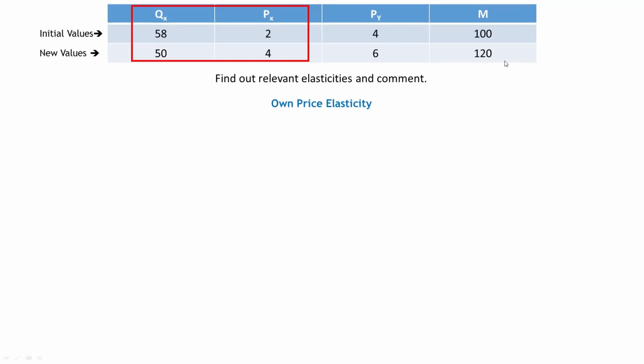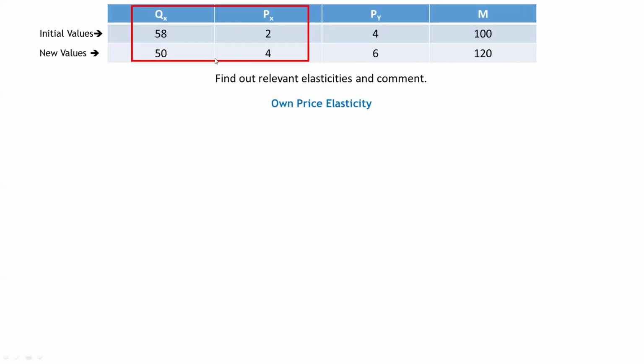Now we can proceed as follows. According to the table, if price of X rises from $2 to $4, quantity demanded for X falls from 58 units to 50 units. Clearly, quantity demanded for X falls due to the rise in price of X. That is, the relationship between quantity demanded for X and price of X is inverse. It is exactly what the law of demand says.